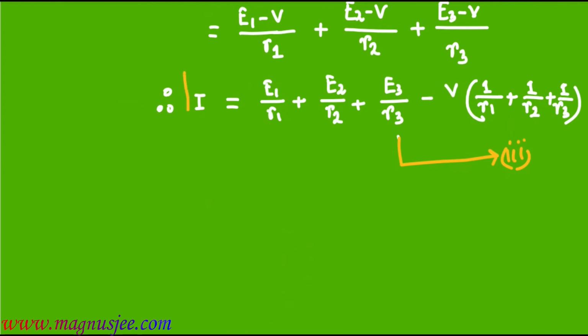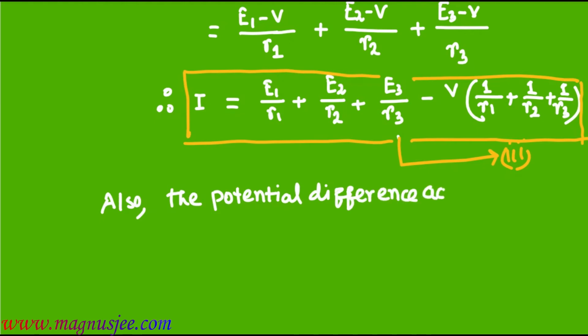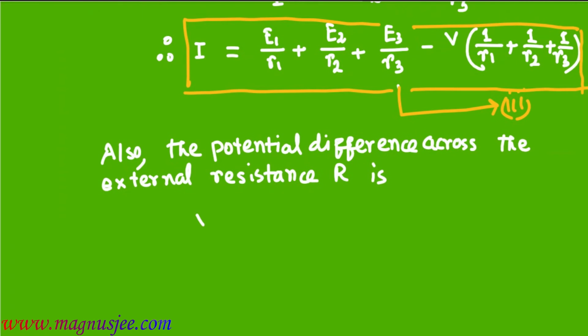Equation 3: I equals E1 by R1 plus E2 by R2 plus E3 by R3 minus V, bracket opened, 1 by R1 plus 1 by R2 plus 1 by R3. Again, the potential difference across the external resistance capital R is given by V equals current into resistance, I dot R.